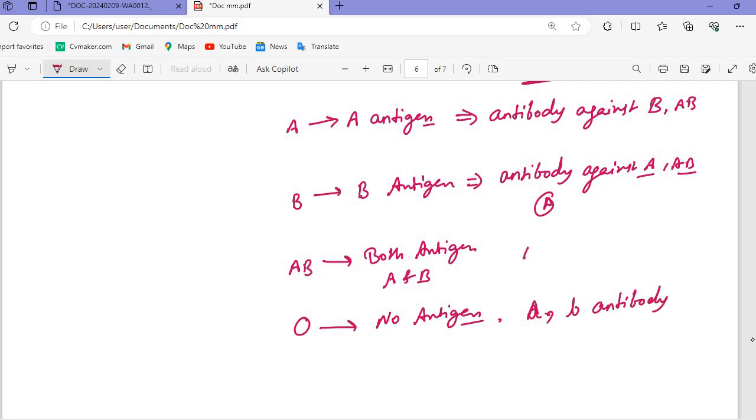Those with AB will have no antibody, and those who don't have antibody are the protector of anything. So if there is no antibody, everyone can give to him. If there are no antigens, he can give to anybody, but he will not take from anybody. He will just take from O, because O doesn't have antigens. So O can take from O only.